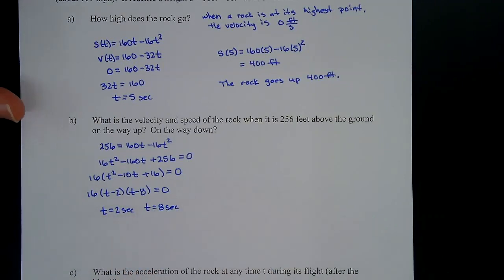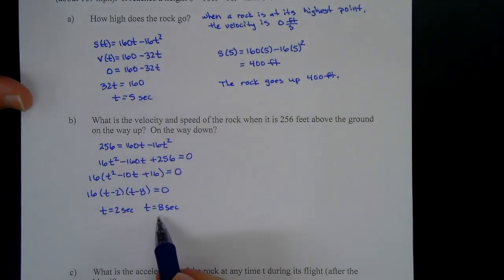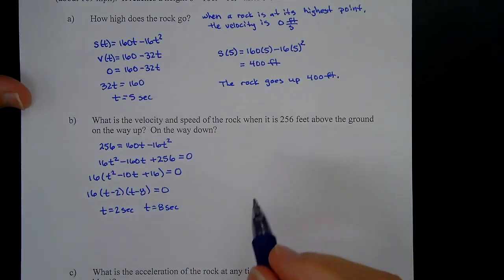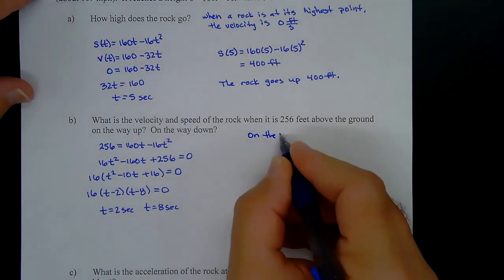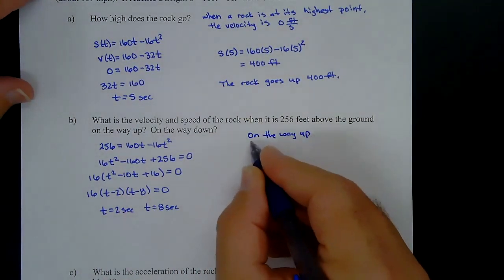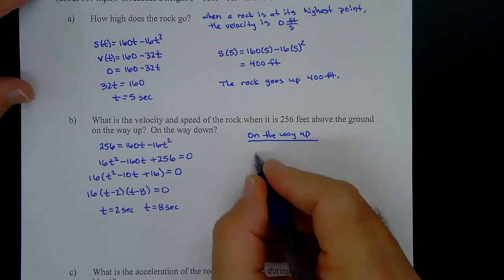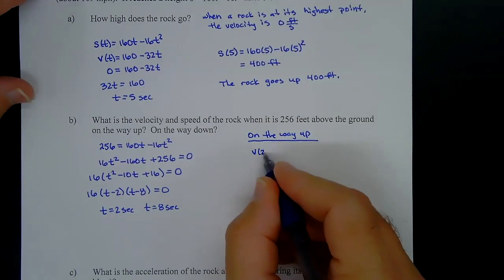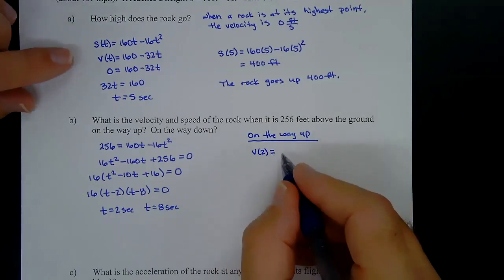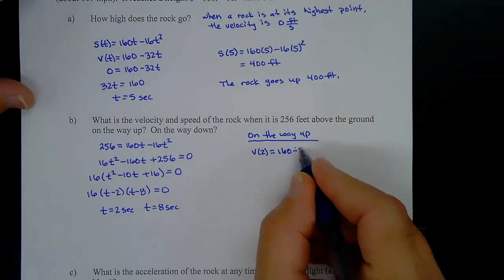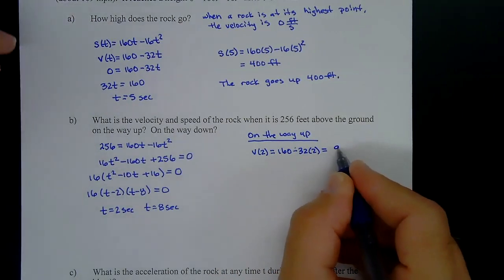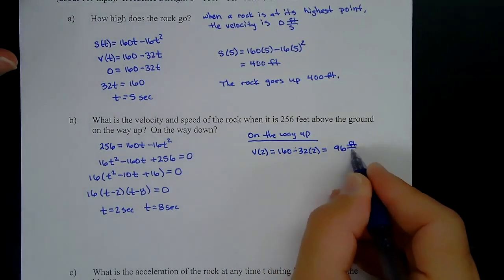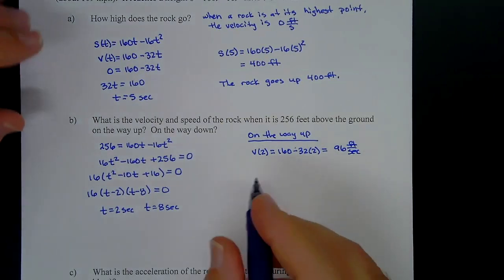So on the way up at 2 seconds, it's on its way up to 256 feet, because at 5 seconds it's at its highest, and then at 8 seconds, it's back down to the 256 feet. Okay, so on the way up, that's the first thing we're going to answer. We're going to find the velocity at 2 seconds. Okay, so that'd be 160 minus 32 times 2. So that would give you 96 feet per second.